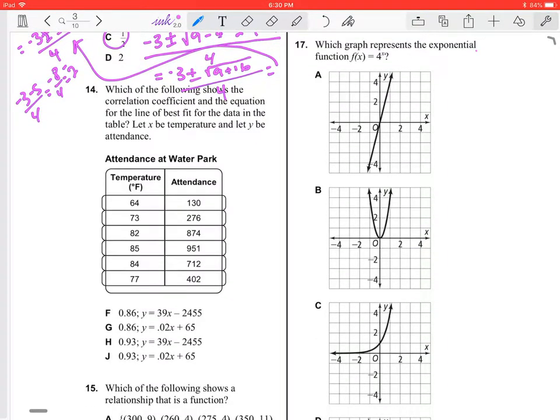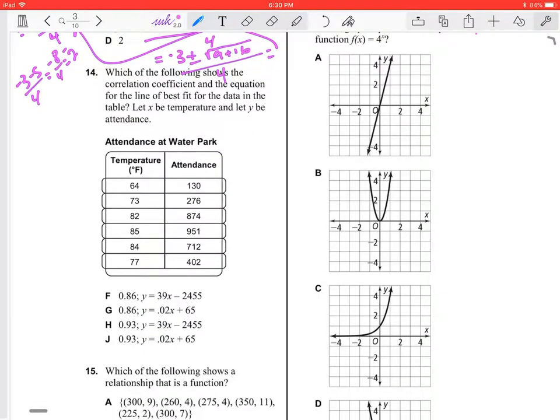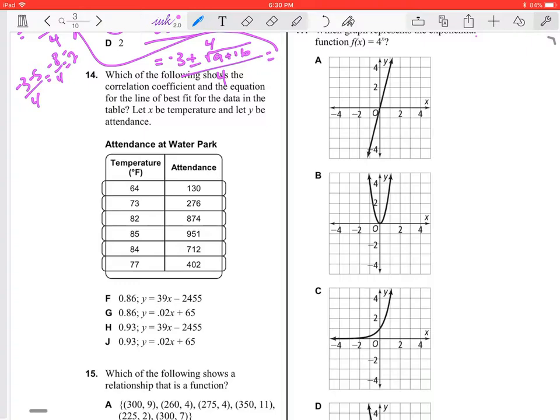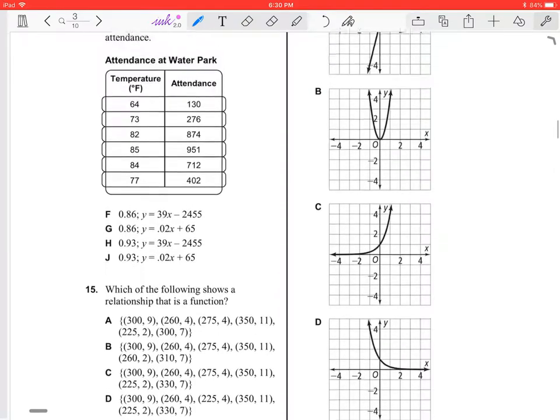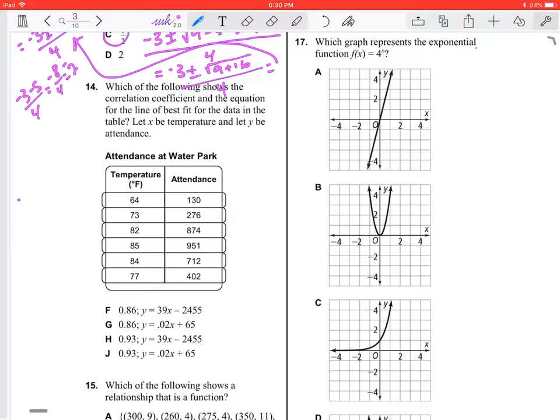All right, number 14, it says, which of the following shows the correlation coefficient and the equation for the line of best fit in the table below? Let x be the temperature and let y be the attendance. We need to find our slope, our rate of change. The easiest thing to do is plug this into our calculator. Unfortunately, I do not have my calculator on me, so I'm going to have to do number 14 tomorrow. I will come back and do number 14.